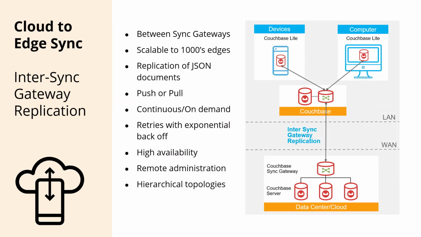The ability to replicate data between Sync Gateway deployments is a significant differentiator for Couchbase, as it enables complex edge topologies that can be many levels deep and meet nearly any requirement for availability and low latency. Inter-Sync Gateway replication is bidirectional, restarts automatically, and is designed to support deployments of up to thousands of edge nodes.